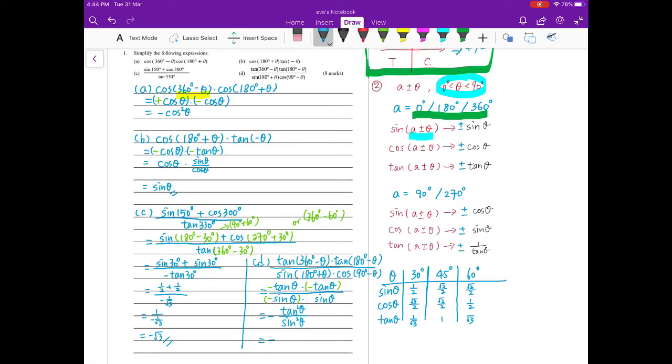Next, tangent square theta is equal to sine square theta over cosine square theta. So we can eliminate the sine square theta. So the final answer will be negative 1 over cosine square theta.